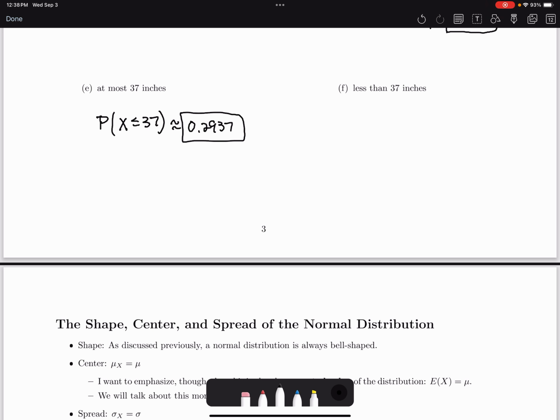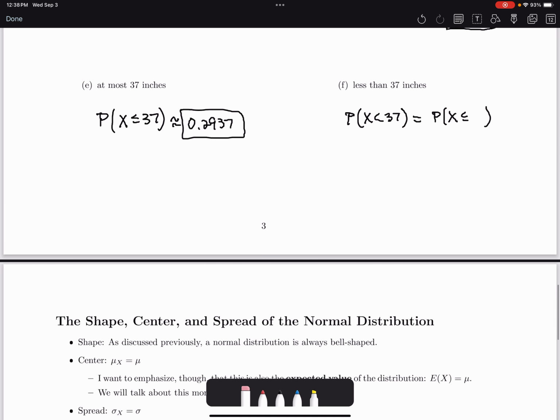Okay. For part F, we want the probability that x is strictly less than 37. Once again, I'm going to write something incorrect, so don't write this down. If this were a binomial probability, then we would say, okay, we need to make this adjustment, right? The probability x is less than 37 is the probability that x is less than or equal to 36. That would be true for a binomial. But for a normal, we don't need to make any adjustments, right? We'll leave this at 37. They're exactly equivalent, which means our answer to part F is the same as our answer to part E.